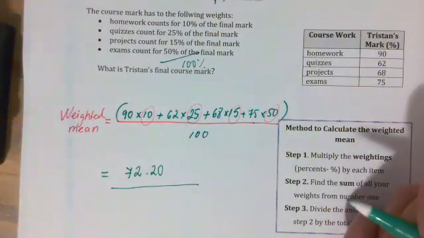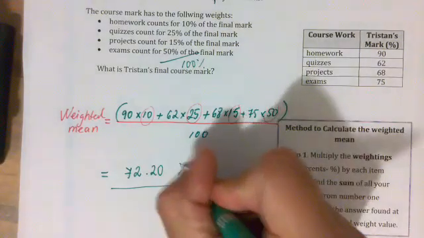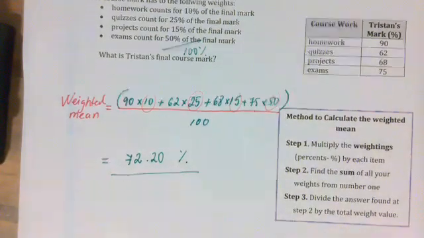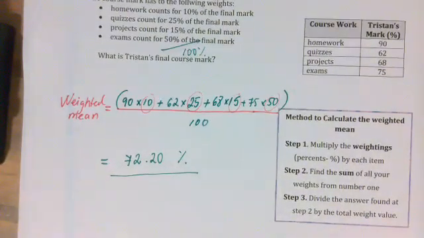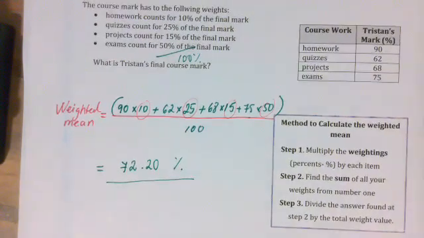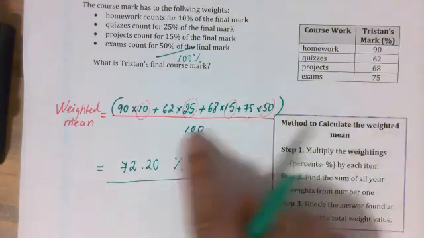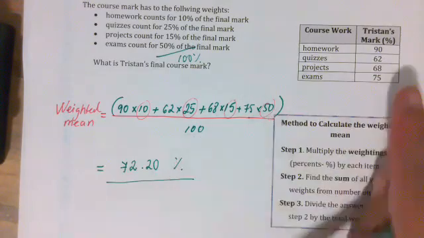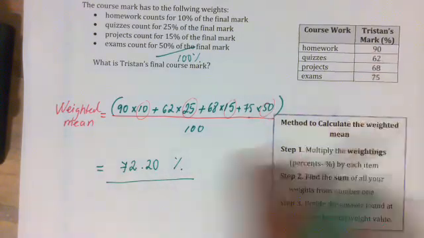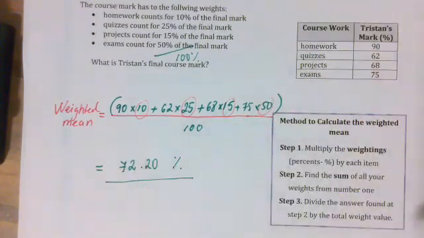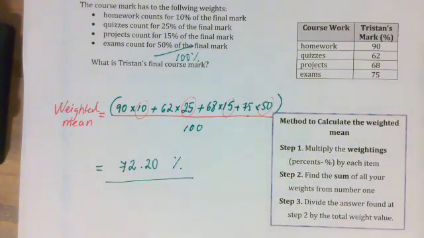Thanks, Darian. 72.20, and it's going to be percent for this mark because we had percentages as the items, right? So if the items are percentages here, our final answer would be percentages. If the items are points, the final answer would be points. And we have an example like that as well.